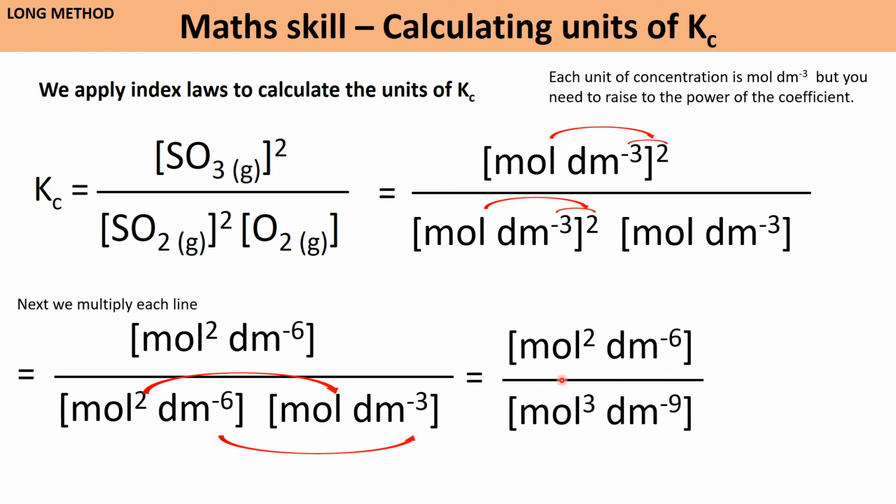So we can see now we've condensed this as moles squared dm to the minus 6, top row, over moles cubed dm to the minus 9. So, key points. In the first step, we raised the units of concentration to the power. In the second step, we multiplied out our different units, and now we've condensed them into one final equation. So we're going to finish this now by applying the law of indices.